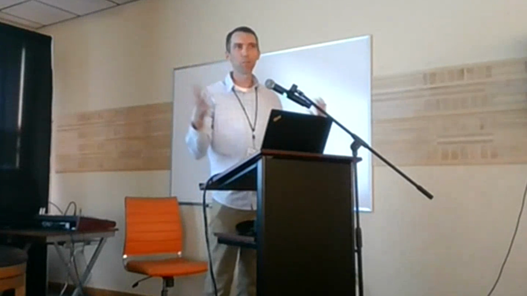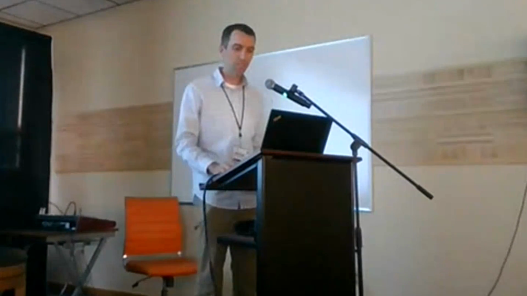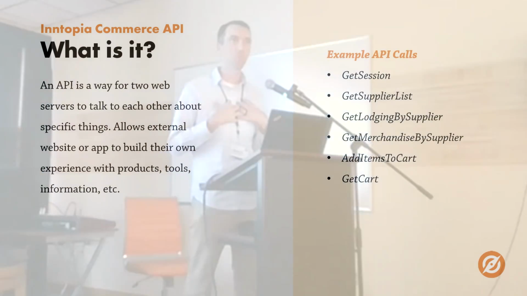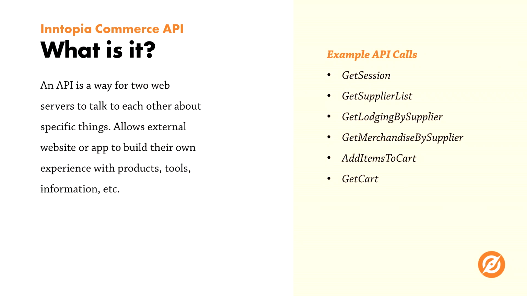Okay, so we talked about APIs a little bit this morning, but let me give just a quick, rough idea of what an API is in the best plain English terms I can give you. An API is a way for two web servers to talk to each other about specific things. So that is the Inntopia server maybe, and then your website server or an app server. And what that means is that the server that holds the Inntopia platform can allow you to use some of that functionality somewhere else. That's all it means.